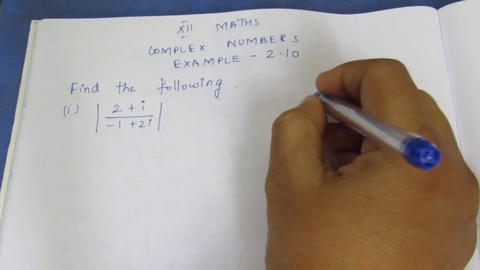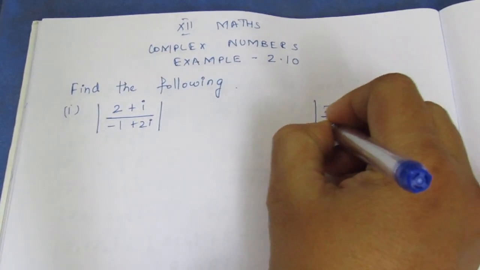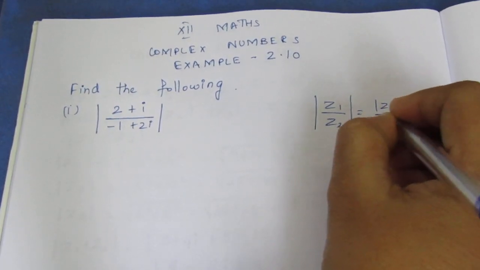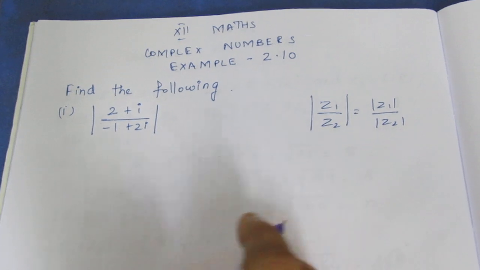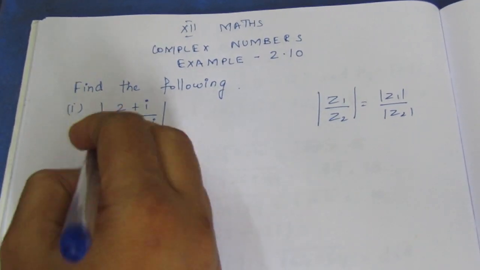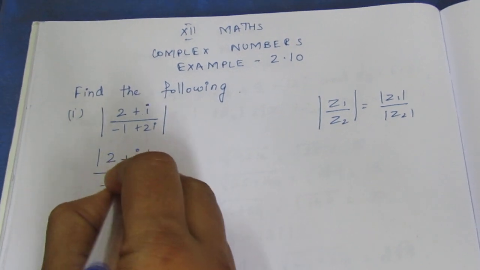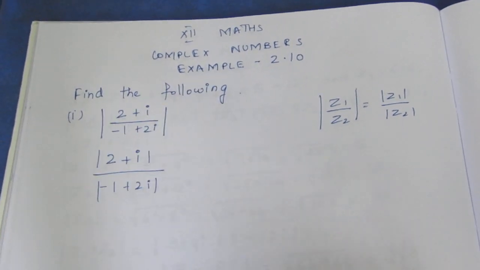So for the modulus, if we have z1 by z2, we can use the modulus of each separately. So the modulus of 2 plus i by the modulus of minus 1 plus 2i.